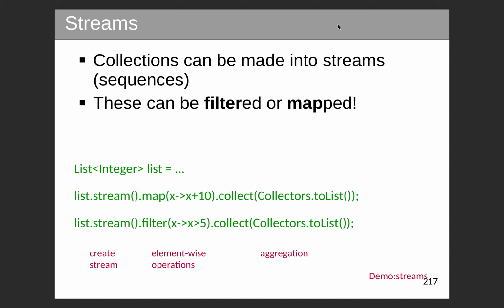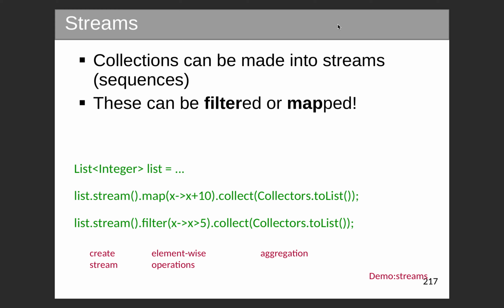The first thing is you start with a collection, and then you call stream on it, so that creates the stream. Then you perform some series of element-wise operations, so maps or filters, and you can do as many of them as you like. You can map and then map and then map, or you can map and filter and map, however you want to do it. And then finally, you do some sort of aggregation at the end to get the result out of the stream again. For example, you might collect it back to a list, or you might sum all the elements, or something else.